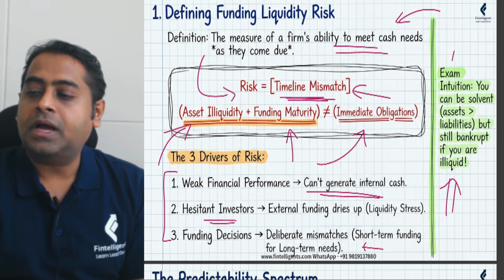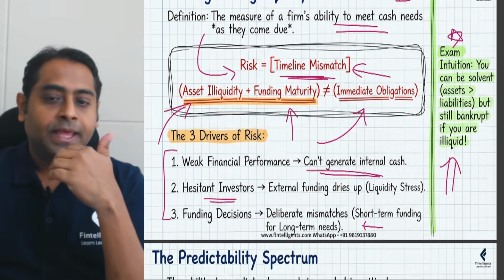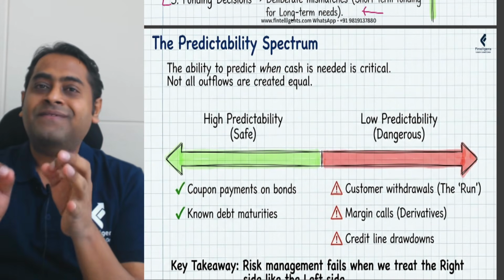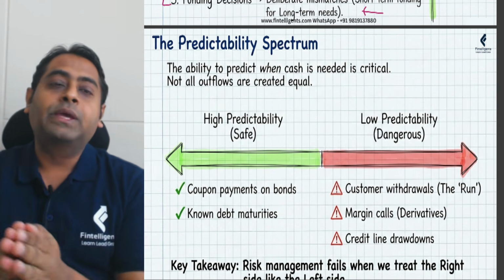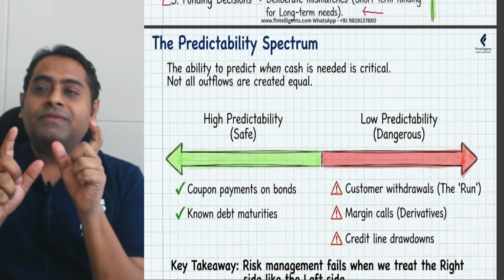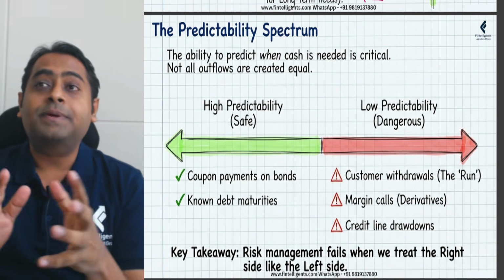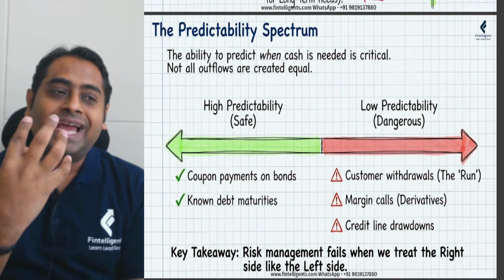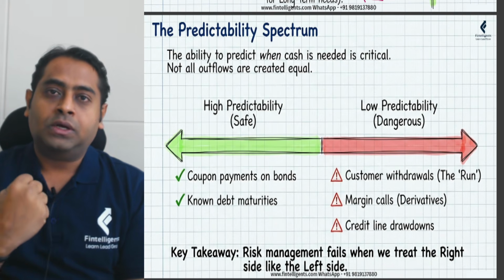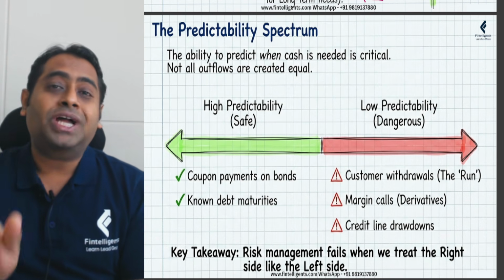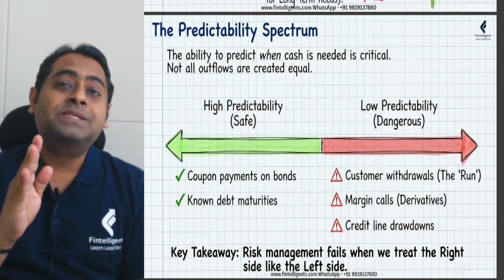I'm marking this as star. Let us go to the next part, predictability. Why are we talking about predictability? Whenever we think about liquidity, we need to be very clear about when the money has to be paid and when the money is going to come. So companies generally try to judge whatever cash inflows they are going to get, or whatever cash outflows they are going to make, on the basis of how predictable they are.